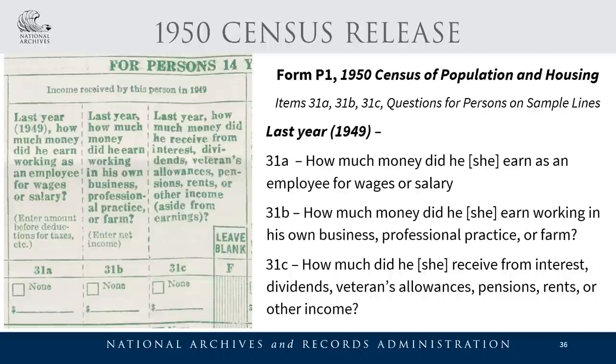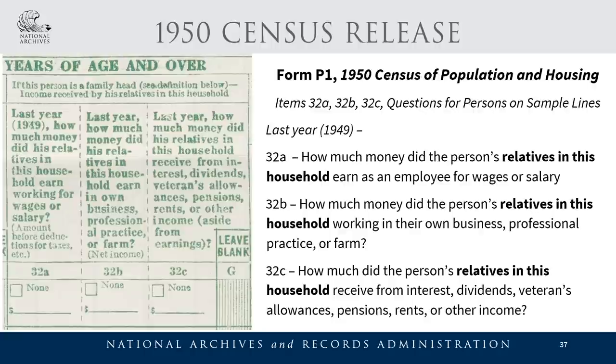Items 31A, B, and C ask about income. In 31A, last year, 1949, how much money did he or she earn working as an employee for wages or salary? 31B, last year, how much money did he or she earn working in his own business, professional practice, or farm? 31C, last year, how much money did he receive from interest, dividends, veterans allowances, pensions, rents, or other income?